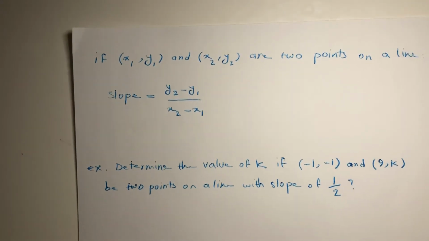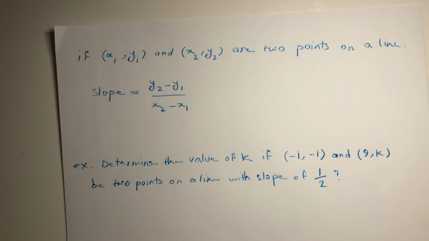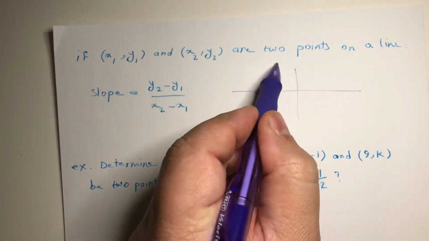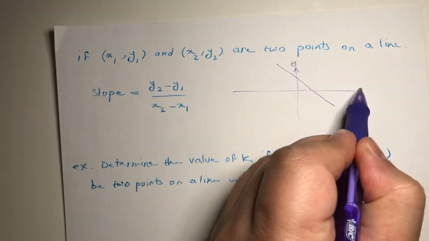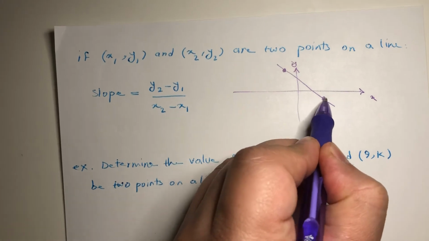Okay, here we are going to see how we can find the slope if we have two points on a line, right? If this is a line, this is the y-axis, this is the x-axis, and we have 2 points on this line.